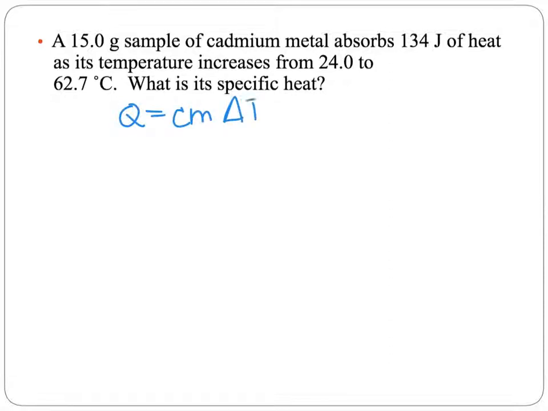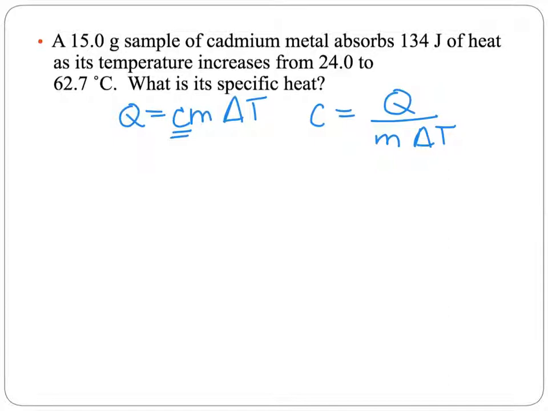The basic specific heat equation needs to be rearranged so that we're solving for C, because we want to see what the specific heat is. Too many C's in this sentence. So if you just think about it, it's going to be the amount of heat change over the mass times the change in temperature. We've just done some algebraic rearranging to isolate specific heat. So what do we know?